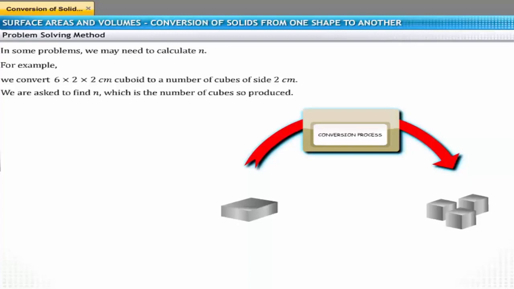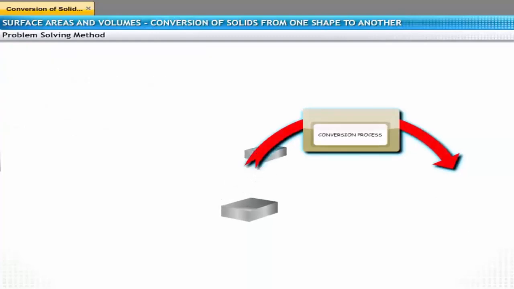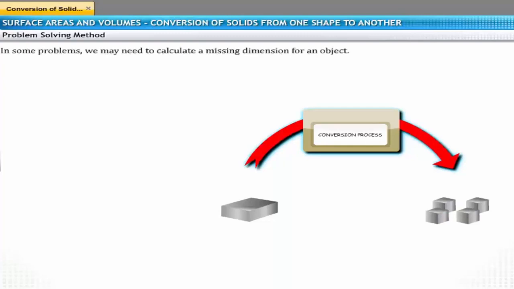We will equate the volumes to get 6 into 2 into 2 equals n into 2 cubed. We will then solve for n to get n equals 3. In some problems, n is provided, but the dimension of the object may not be. We have to determine the value of the missing dimension.